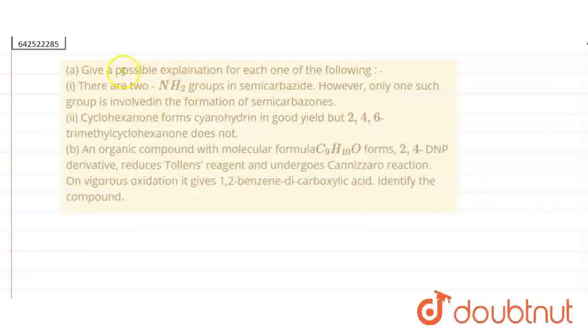Hello everyone. The question says, give a possible explanation of each of the following. First one is: there are two NH2 groups in semicarbazide. However, only one such group is involved in the formation of semicarbazone. Semicarbazone is a reaction of semicarbazide with a carbonyl group.